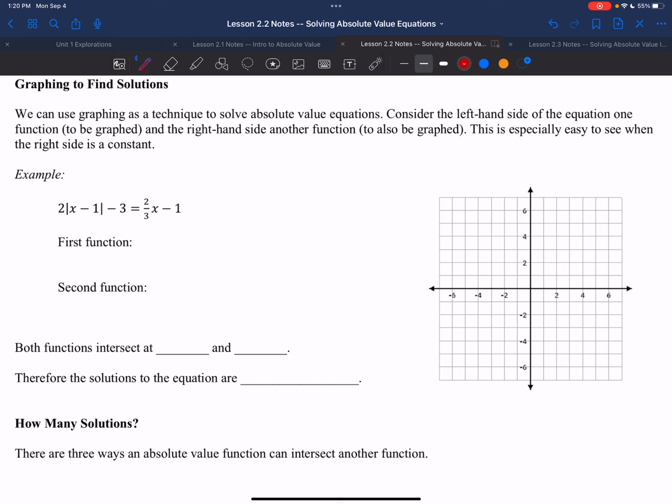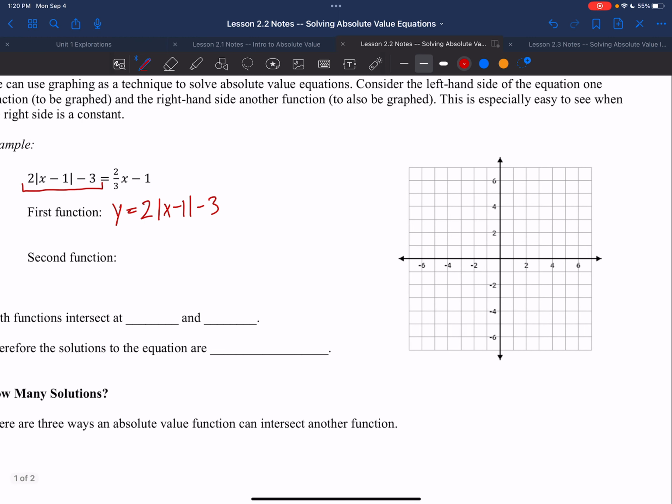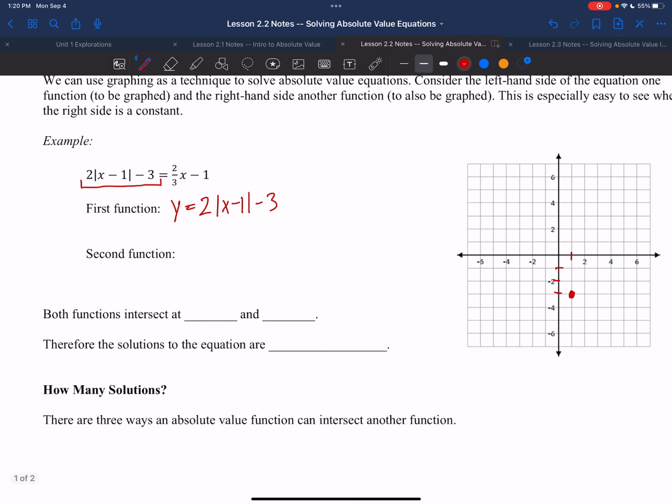The first function, right? We said that this will be the left-hand side of the equation. So my first function is y equals 2 times absolute value x minus 1 minus 3. And as we talked about in the last video, we should know how to graph this function. I see that this is a shift right 1 and a shift down 3. So the vertex is at 1, comma, negative 3 right here. We also see that the slope is 2. Maybe I should be writing this down. I say the slope is a equals 2. And the vertex is 1, comma, negative 3. And we know that from our transformations, right?